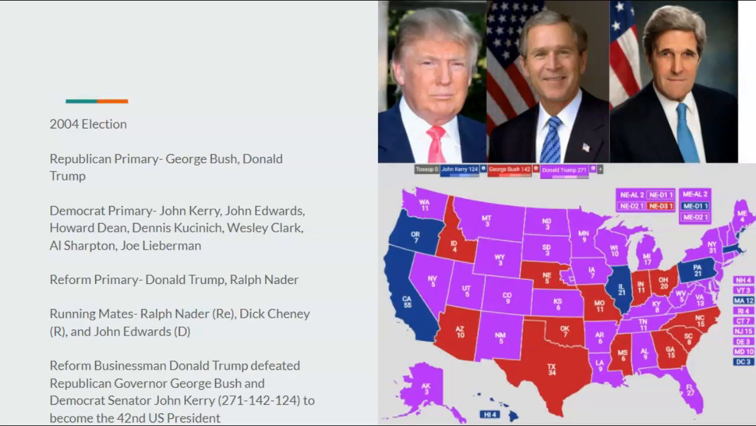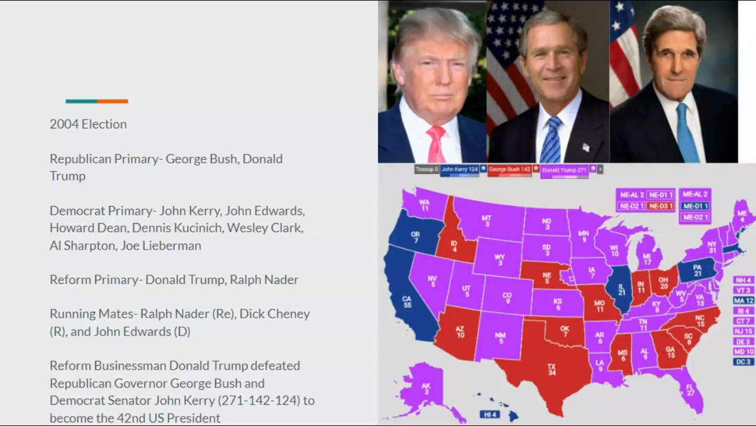It's kind of essentially what happens with Jeb Bush in 2016. Bush is at the top of his game, and then Donald Trump comes in and takes all that fame to himself. Essentially what happens here. But of course, this time Donald Trump chooses Ralph Nader as his running mate and dominates, essentially, barely winning. Reform businessman Donald Trump defeats Republican Governor George Bush and Democrat Senator John Kerry 271 to 42 to 124 to become the 42nd president of the United States.